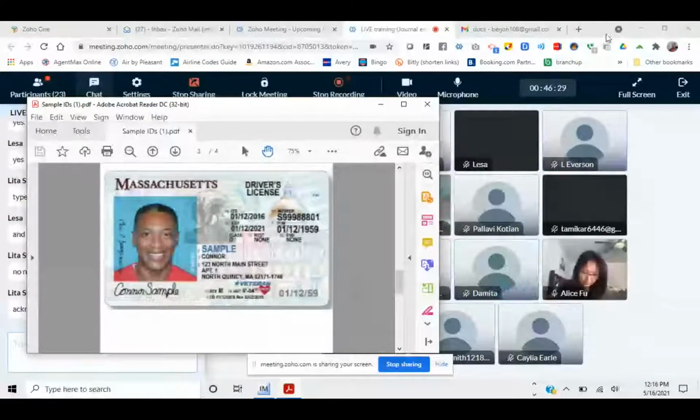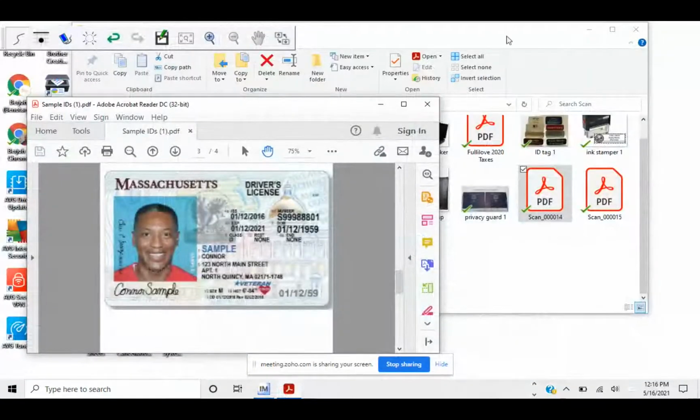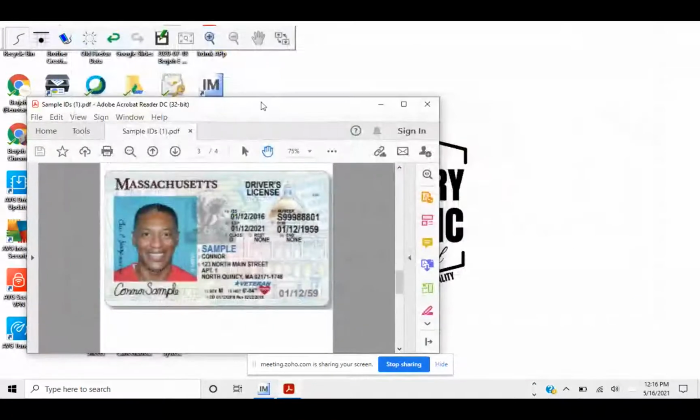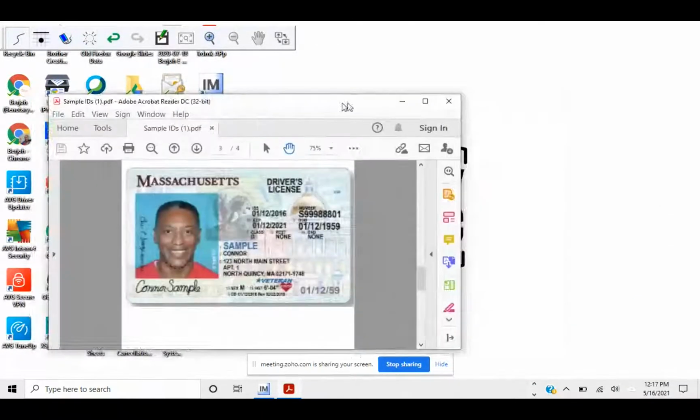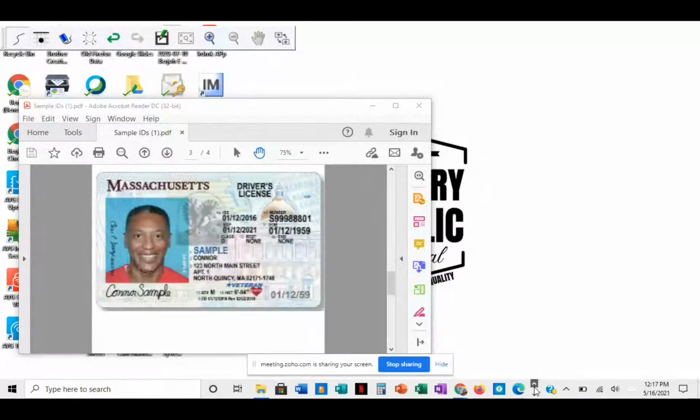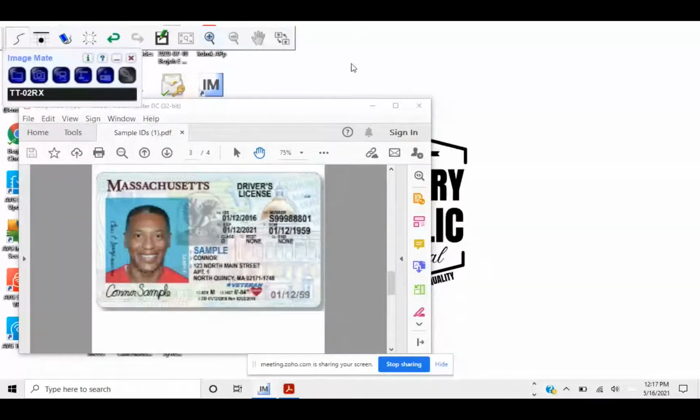If I could find my screen here. I wonder if I closed it out by mistake.